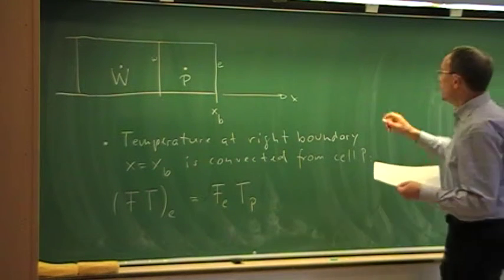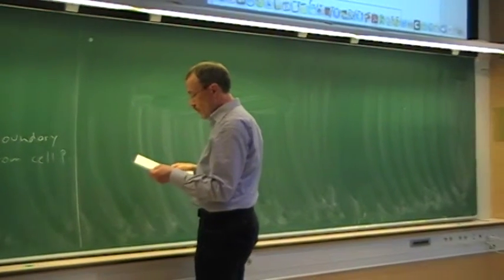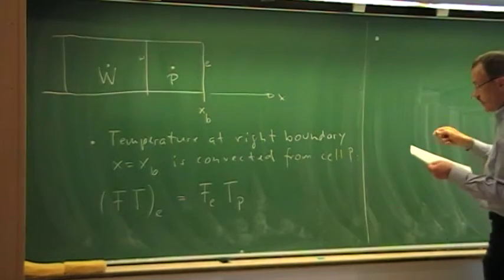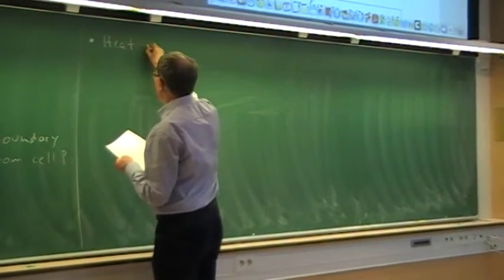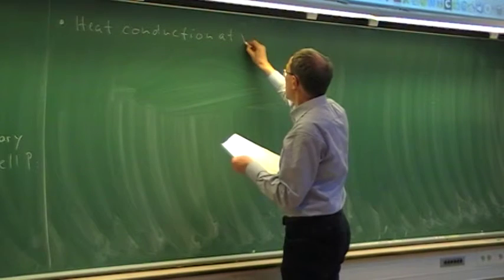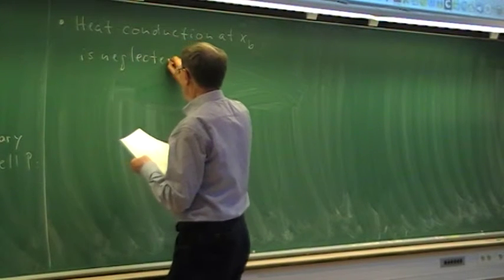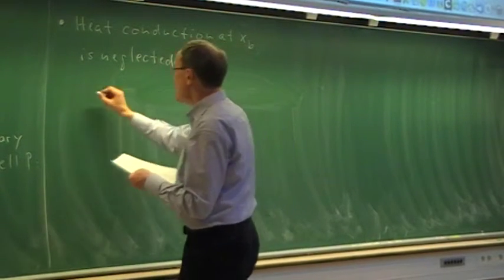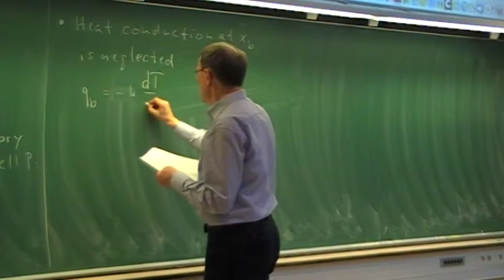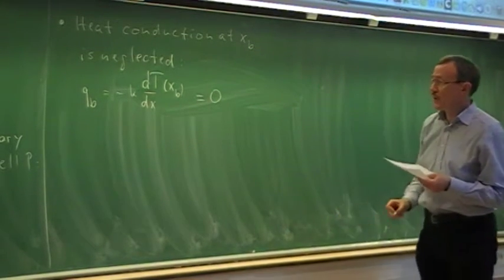So that is one thing, and the second assumption that we make is that heat conduction at the eastern face, that is at the boundary, can be neglected. So heat conduction at xb is neglected. And that means then that the qb, that is minus k dT/dx at xb, is assumed to be 0. So that is an assumption that we make here.